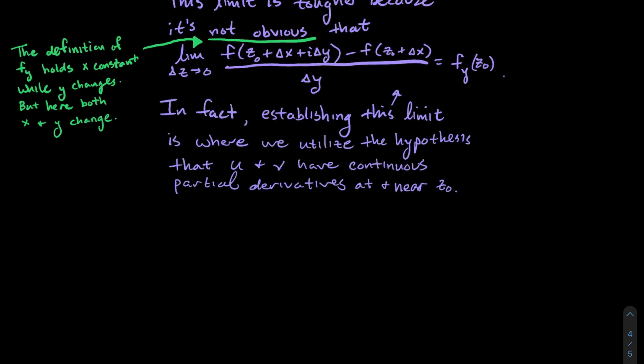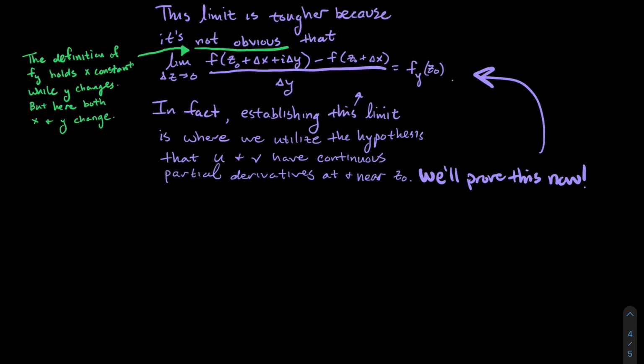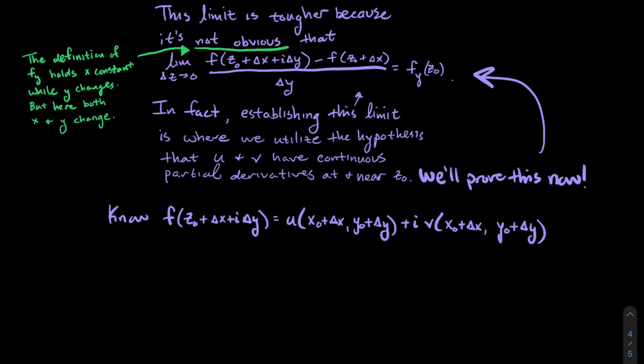So in fact, establishing this limit, this is where we're going to actually have to utilize the fact that u and v have those continuous partial derivatives at z0 and near z0. Remember, that was the extra condition in order for the Cauchy-Riemann equations to imply that a function is differentiable. And so we're going to go ahead and prove this statement now. So this is the last thing we're going to look at.